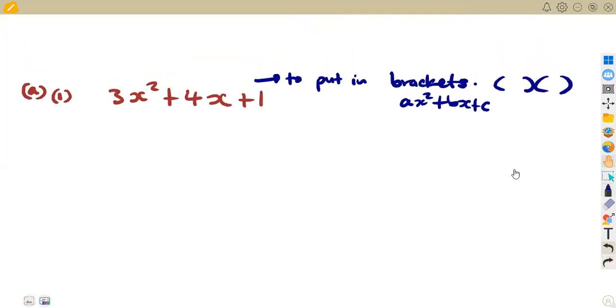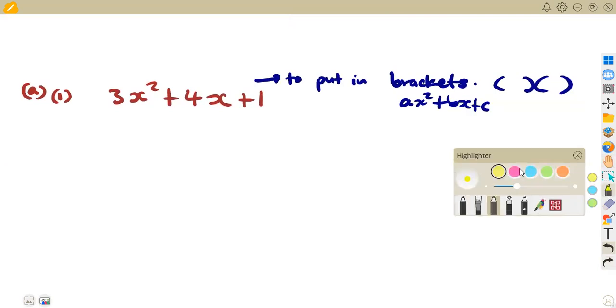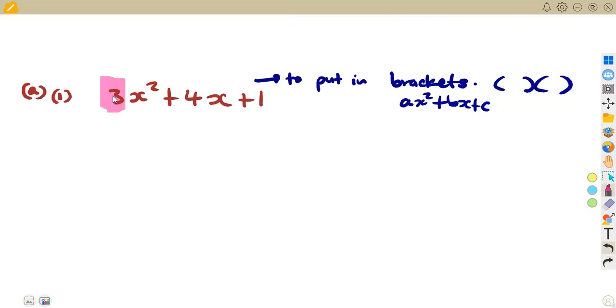This is the most important part. Let me highlight it so that we can be together here. This number, the coefficient of x squared, which we referred to as a, is no longer equal to 1. Previously, in our previous class, we just talked about a condition where a is equal to 1. But now a is no longer equal to 1. The condition is not going to change. We are going to have the same condition of having 2 brackets.